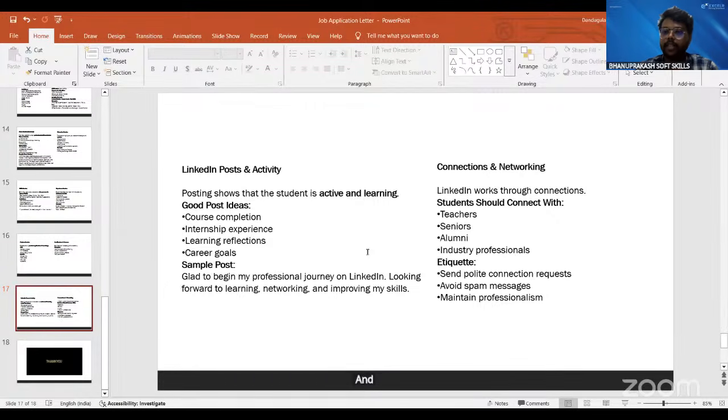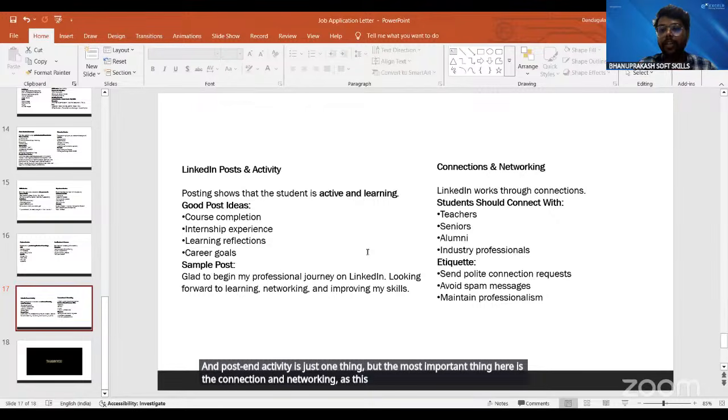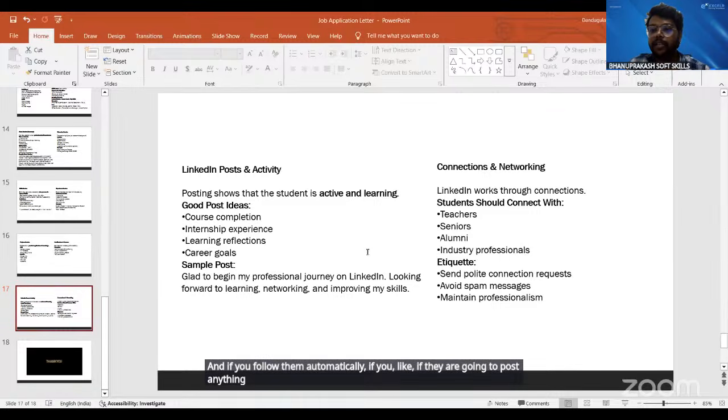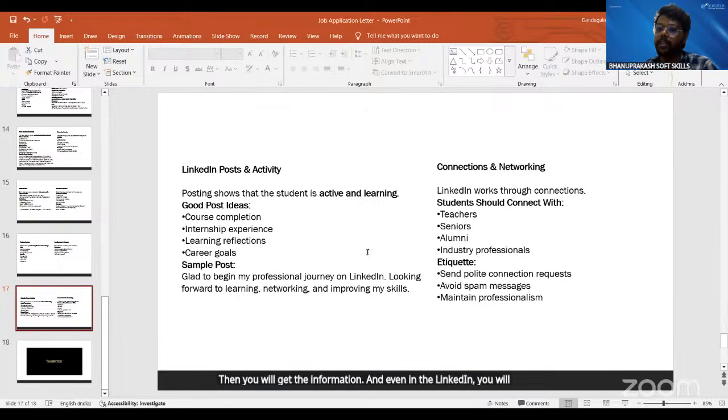Posting and activity is just one thing, but the most important thing here is connection and networking, as LinkedIn is meant for that. So you need to connect with different people like teachers, seniors, alumni, industry professionals, like HR. You can directly connect with the HR of particular companies, and build a proper network with them. If you follow them, and they post anything important like vacancies, then you will get the information. And in LinkedIn, you will also find the jobs section where you can find current jobs available, and apply over there also.